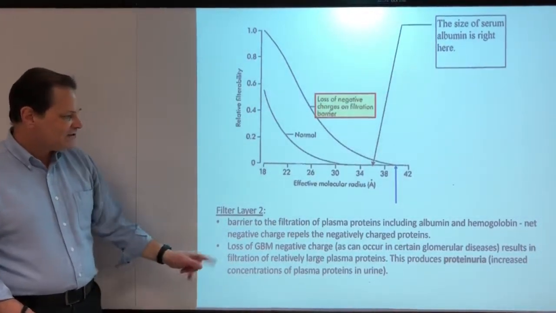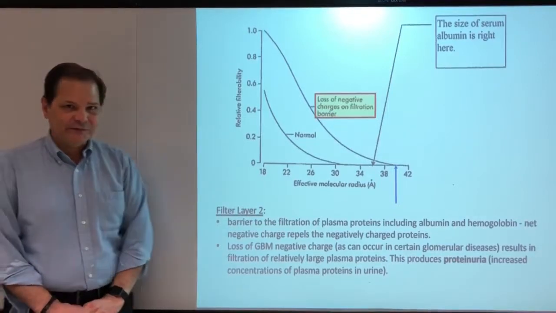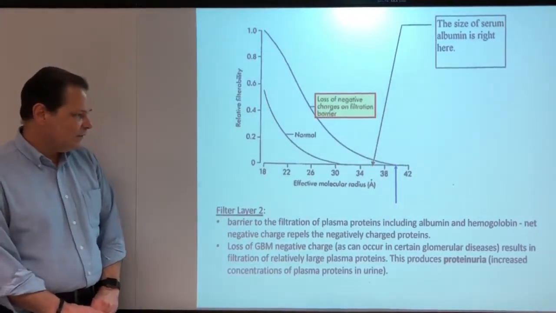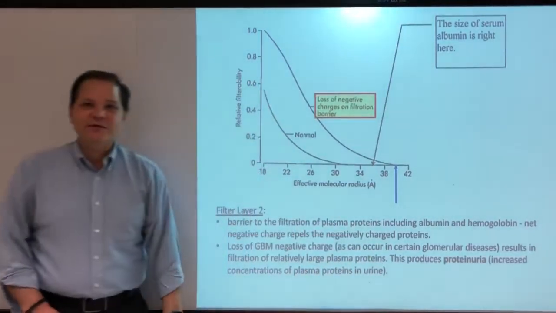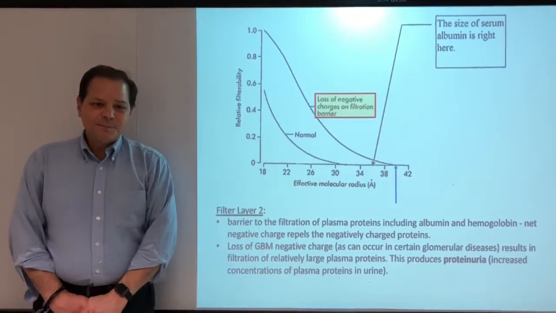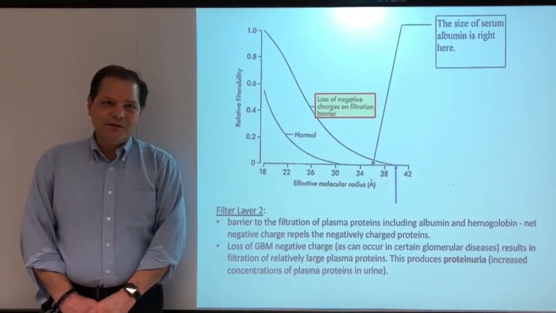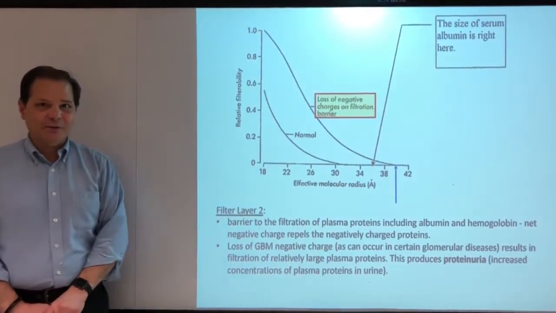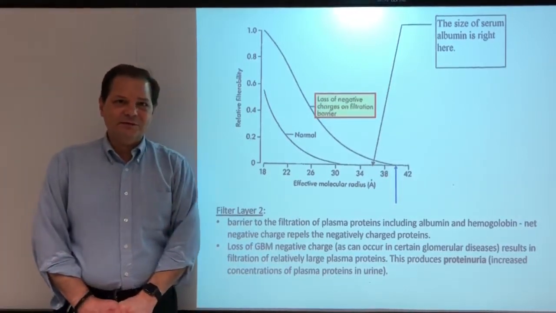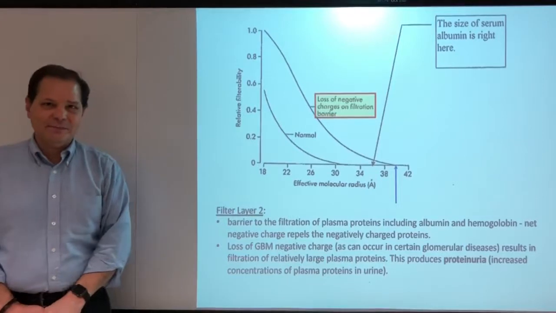And this does actually happen with some diseases, so it's not an academic point. You can lose that negative charge, and it will cause proteinuria. And if you see proteinuria, that is very bad news. Ordinarily for the urinary tract, that means something's really wrong. Ordinarily, you should see little or no protein in the urine. If you see more than a trace amount, that's probably a bad thing.